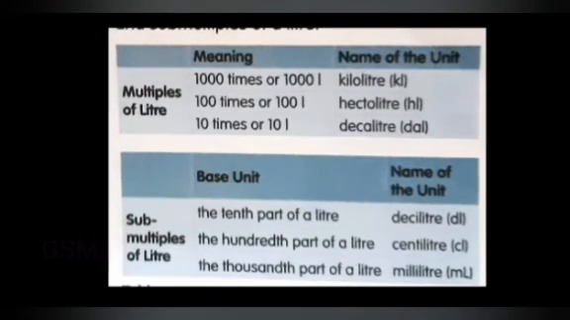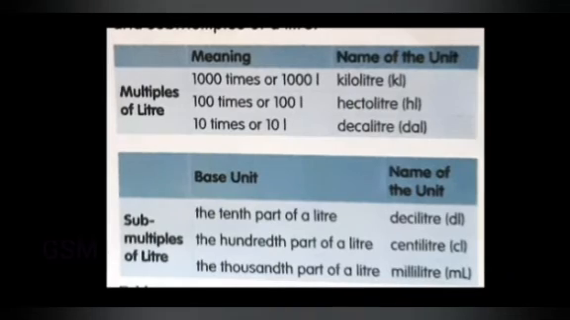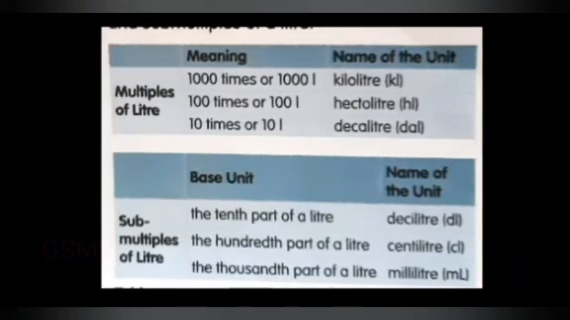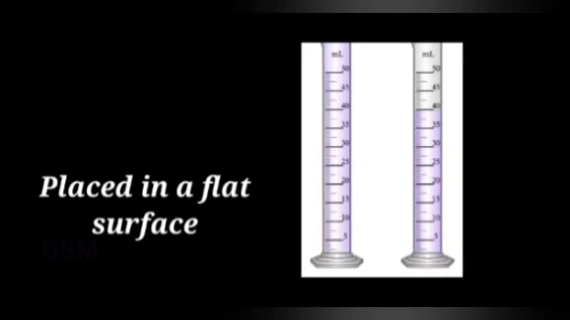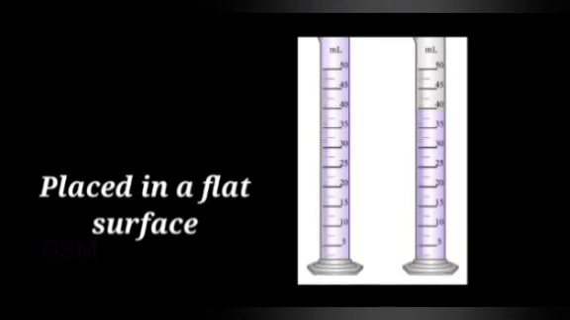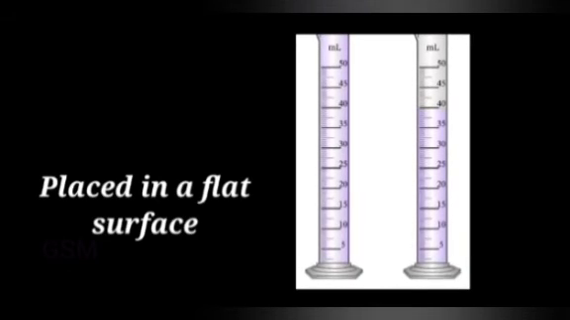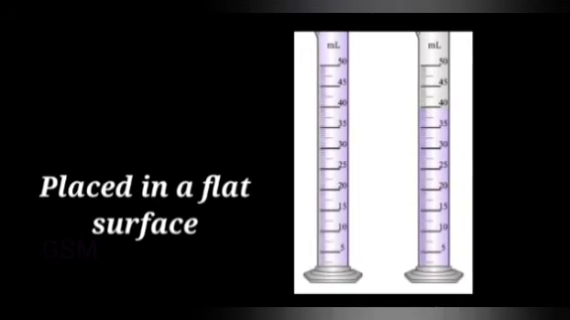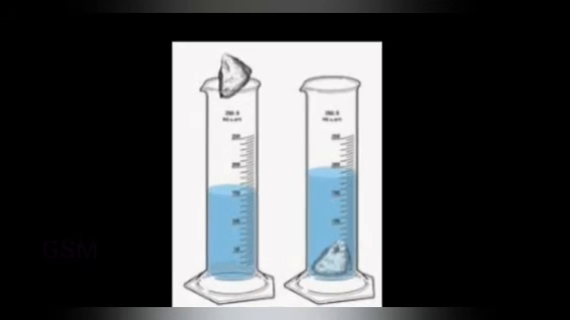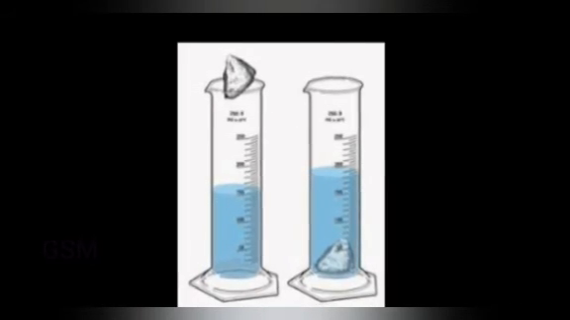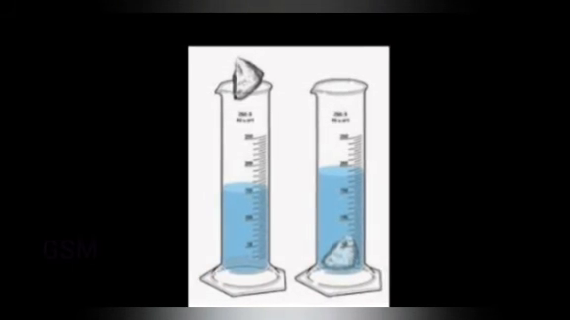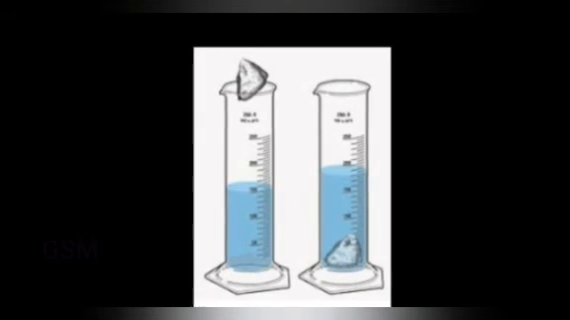To avoid a parallax error while reading the volume of a liquid, some precautions need to be followed. The first thing, place the container or cylinder used to measure volume on a flat or level surface. The second precaution is to note the lowest level of the curve when measuring the volume of a colorless liquid, and for colored liquids, take the reading that corresponds to the upper level of the curve.